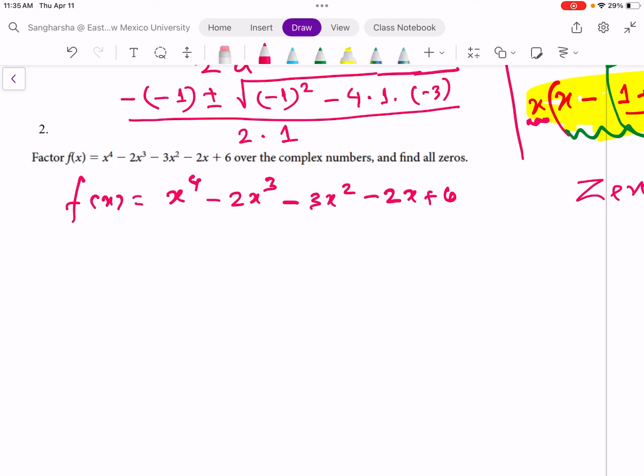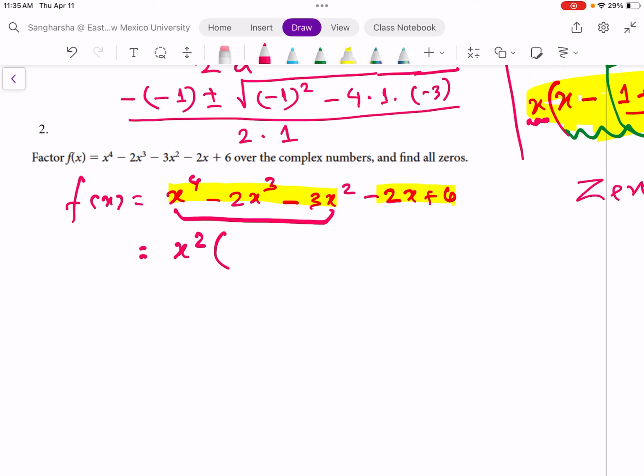Okay, if we make a group of 3 terms and 2 terms, like if we group this term and this term, can we factorize? So in the first 3 terms, x squared is the common factor, right? Okay, let's try this one if it works. If not, I'll just tell you the other way.